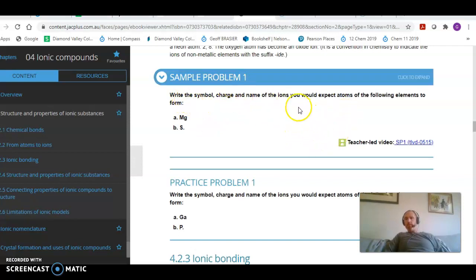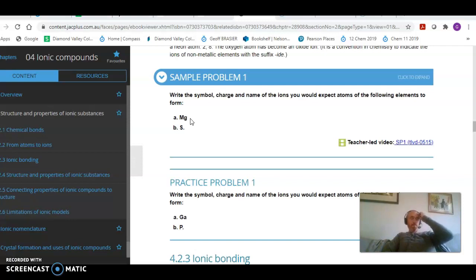Notice if you're using the electronic version of the text, that there's a video you can watch explaining how to do this sort of problem. But it's asking you to write the symbol, charge, and name of the ions you'd expect atoms of the following elements to form. So Mg, we have to find it.